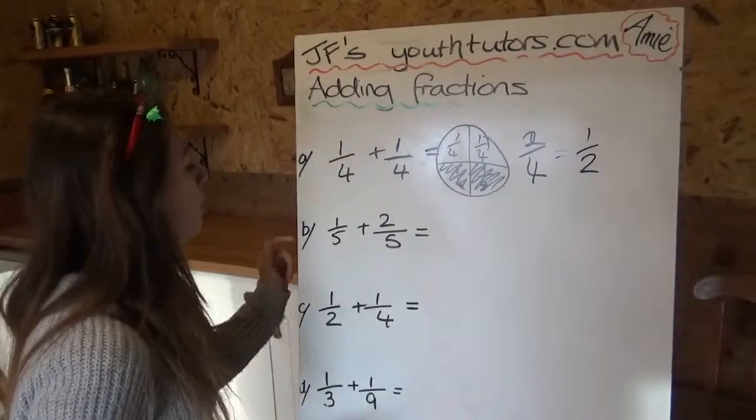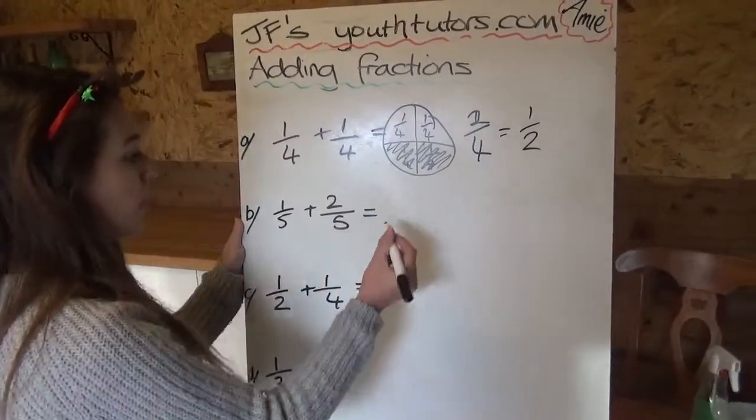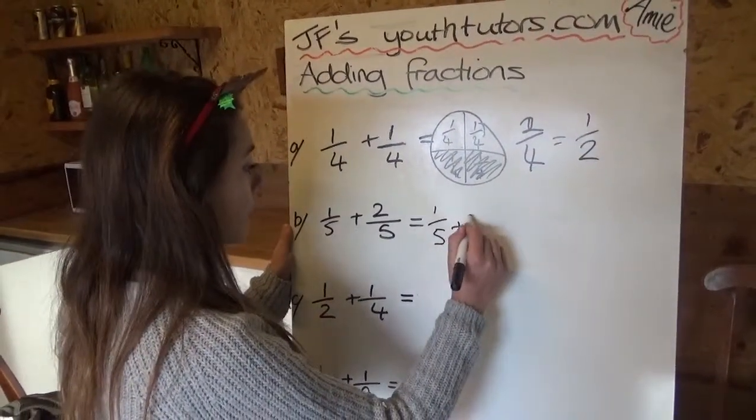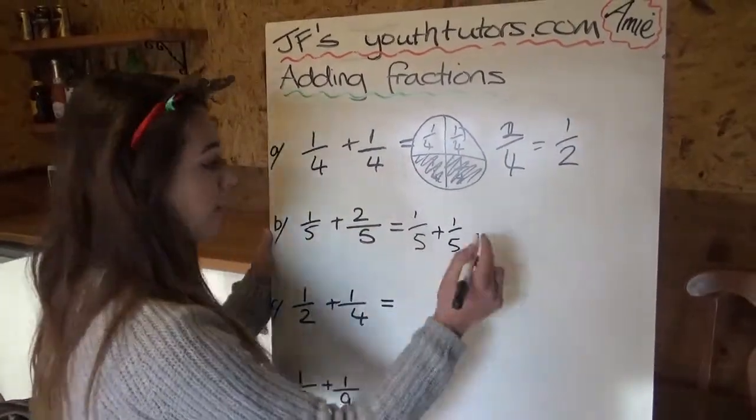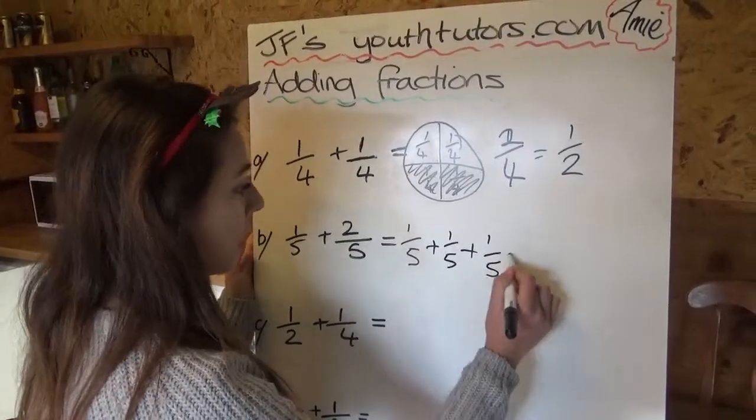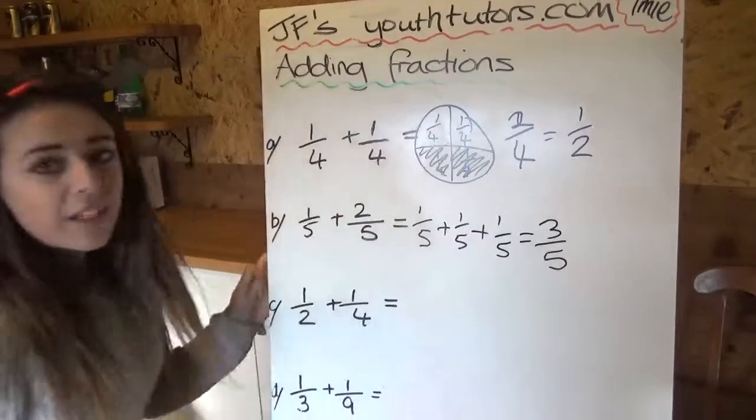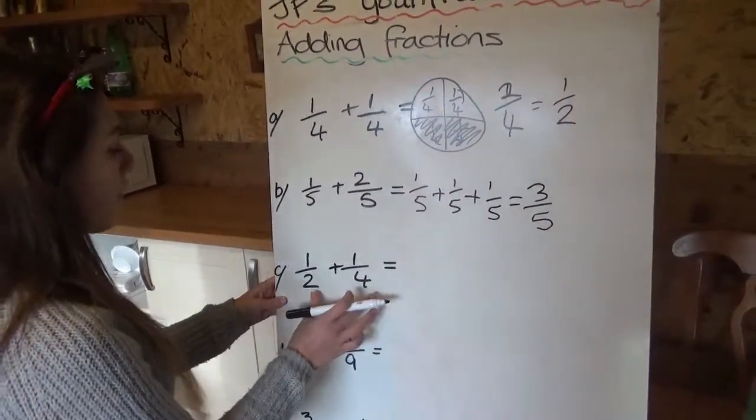Okay, so question B. Now we have 1/5 plus 2/5, and we know that that is just 1/5 plus 1/5, and that equals 2/5 together. And now we have another 1/5 over here to add. I know that will equal 3/5. Perfect.